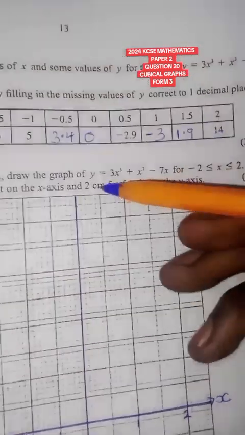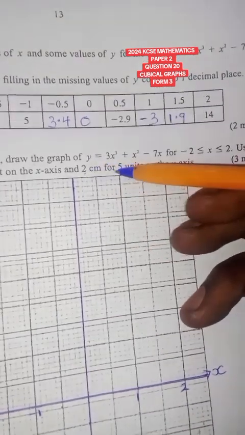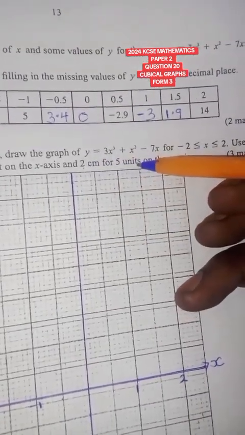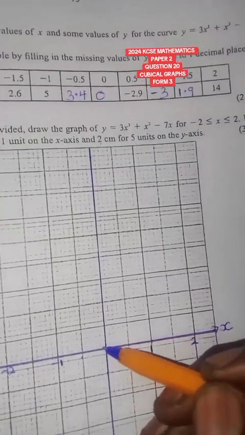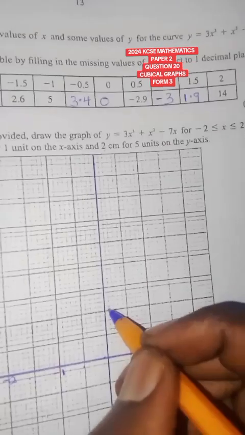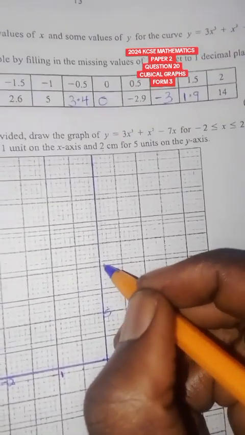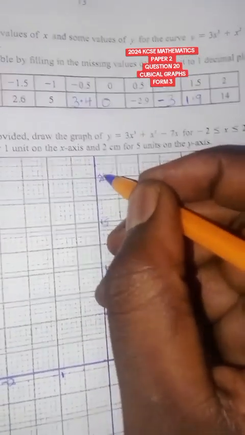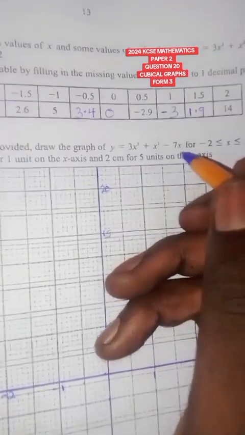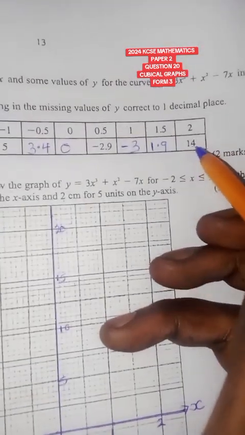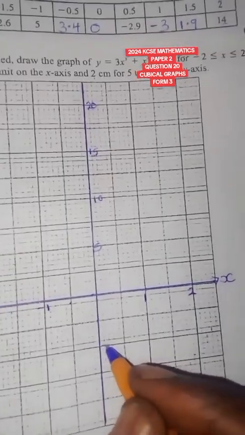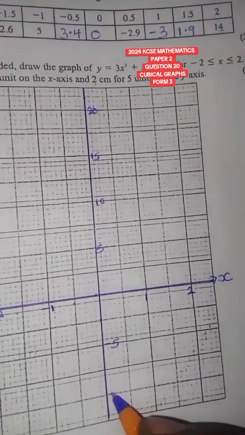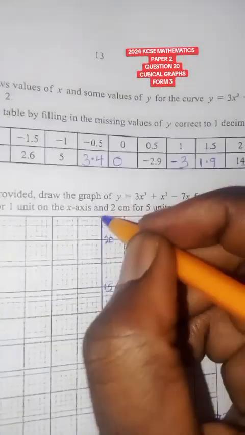Then we look at the y-axis. You're told that 2 centimeters for 5 units. So 2 centimeters will go for 5 units. So we have 5, another 2 for 10, 15, 20. And on the y-axis, you can see that the highest number we have is 14. Therefore, that is okay. So we go to this side where we have negative 5 and negative 10. That's better for the y-axis.